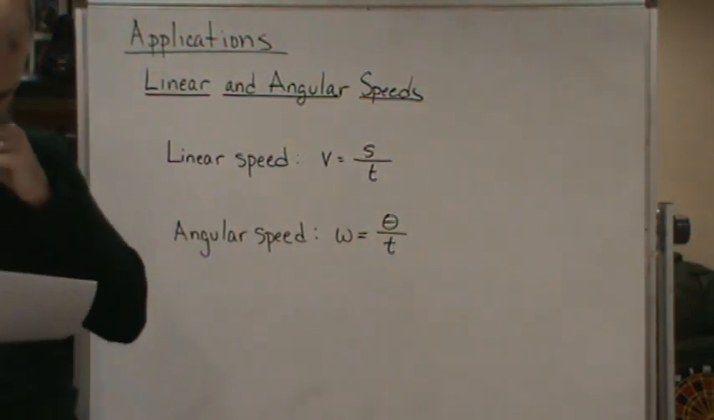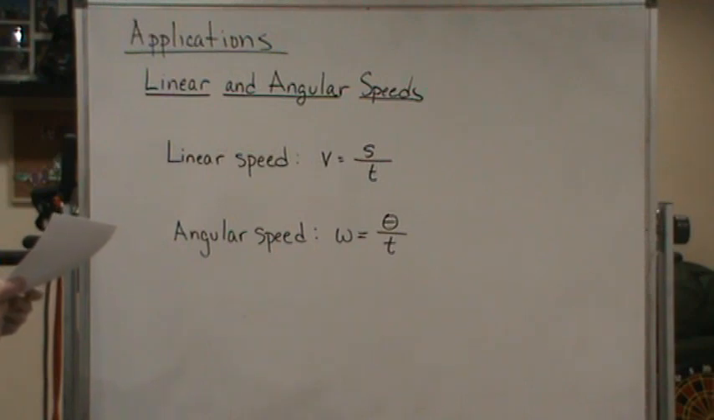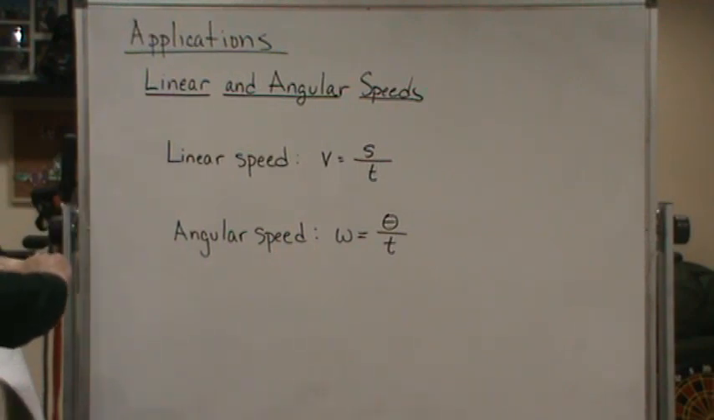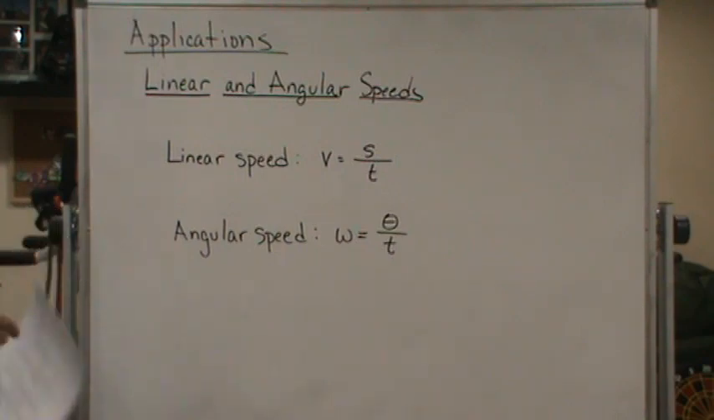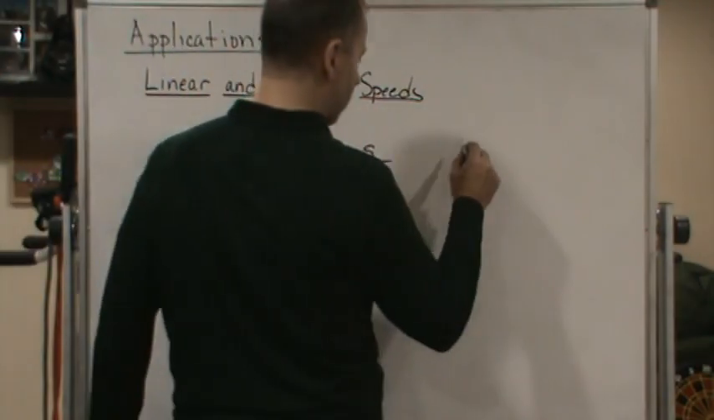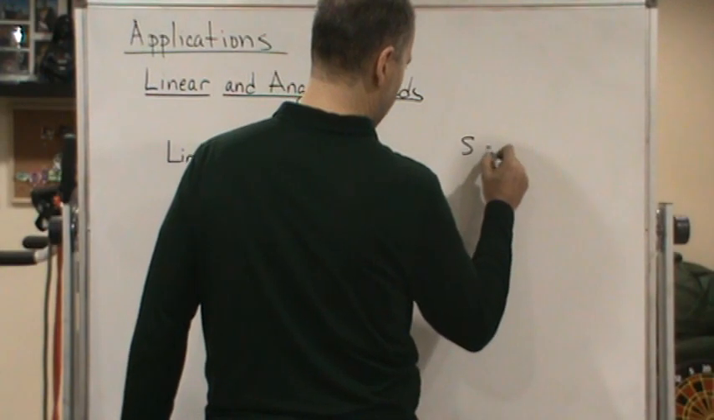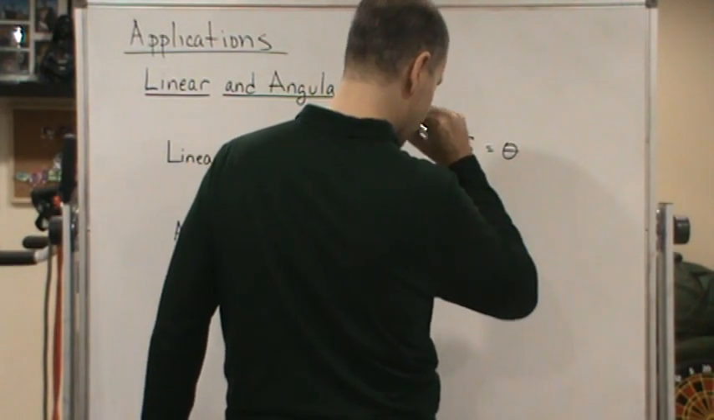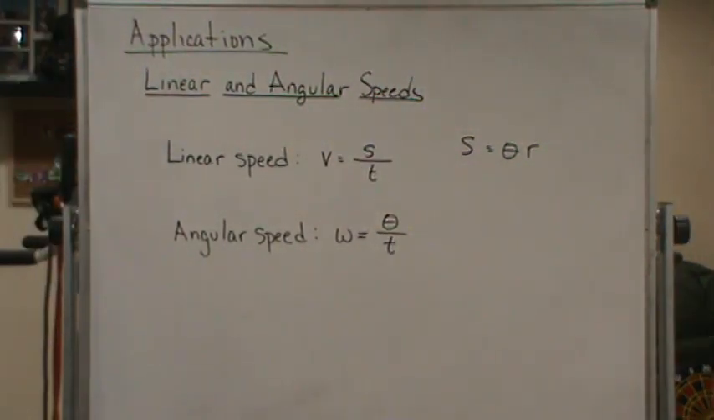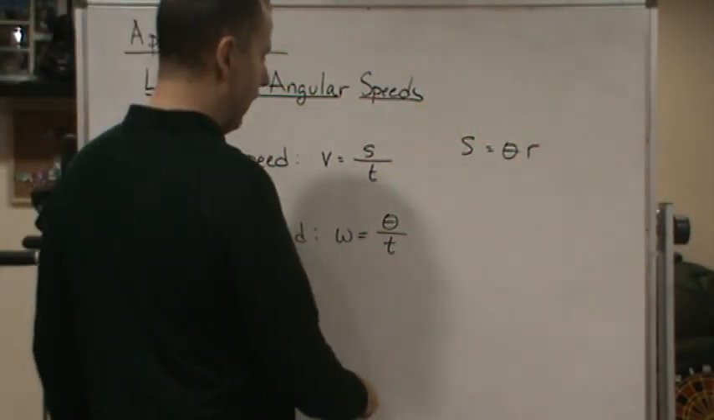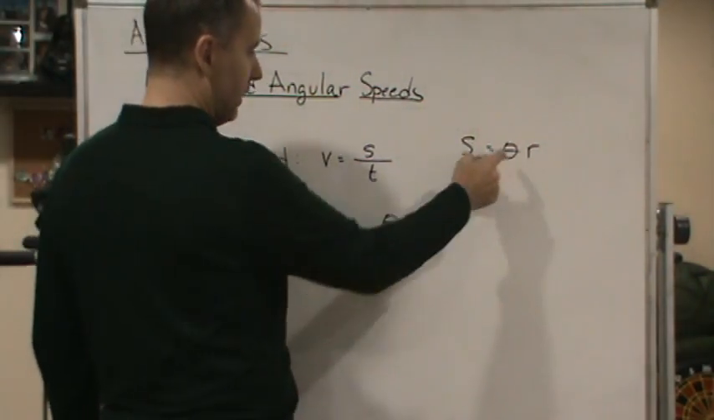Just make sure you understand that. Now, there's a relationship between linear speed and angular speed. To show that, we're going to use the arc length formula. S equals central angle times the radius. Now, what we're going to do is divide both of these by t.